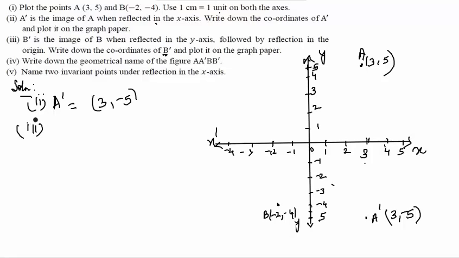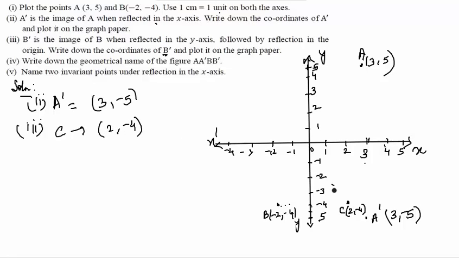Third part we'll attempt now. B dash is the image of B when reflected in the y-axis followed by reflection in the origin. So first B is reflected in the y-axis. That means only the x coordinate changes its sign. So it will be C (2, -4). Okay. So let the reflection on y-axis be C (2, -4).